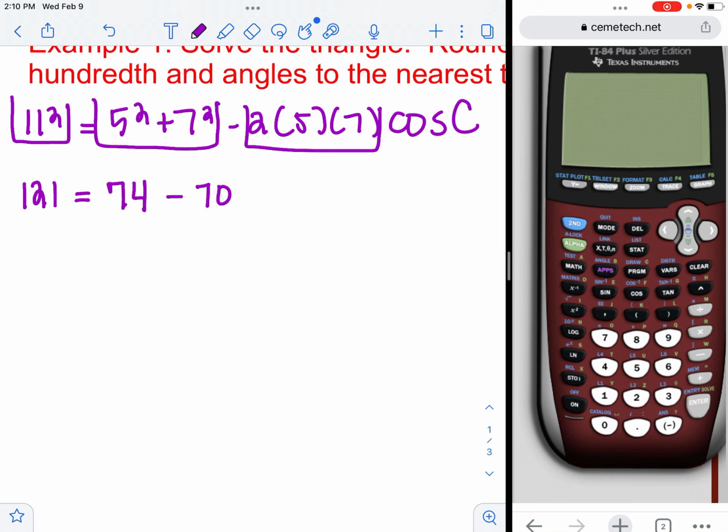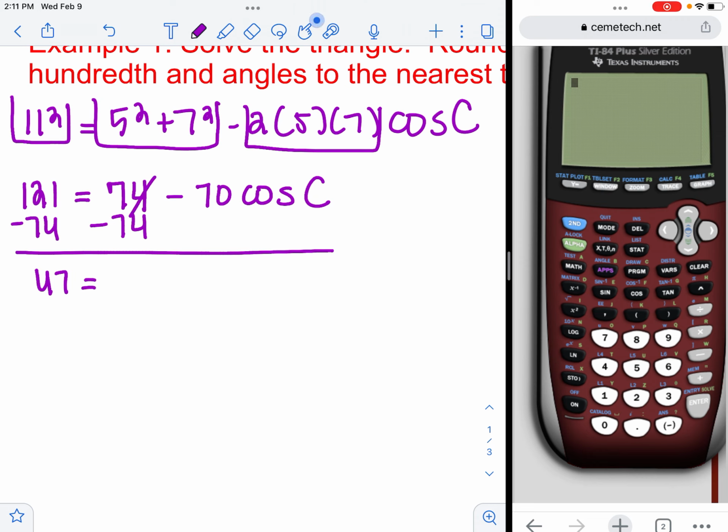Minus 2 times 5 times 7 is 70, cosine of C. Please don't do 74 minus 70. That's not how it works. This is tucked in together, okay? I need to get rid of the 74. So how do I get rid of it? I need to subtract the 74 from both sides. That is 47 is equal to negative 70 times the cosine of angle C.